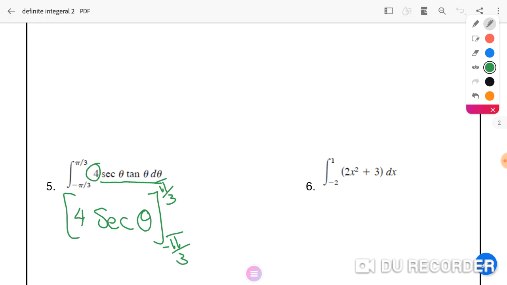I know secant theta is 1 over cosine, because it is the reciprocal function of the cosine function. It will be here 4 multiplied by, sorry, 1 over cosine multiplied by, wait.